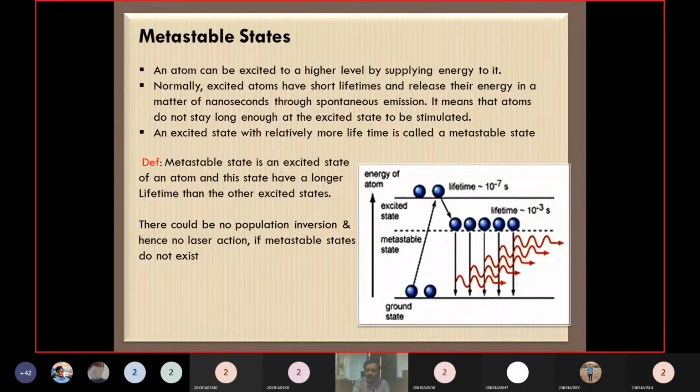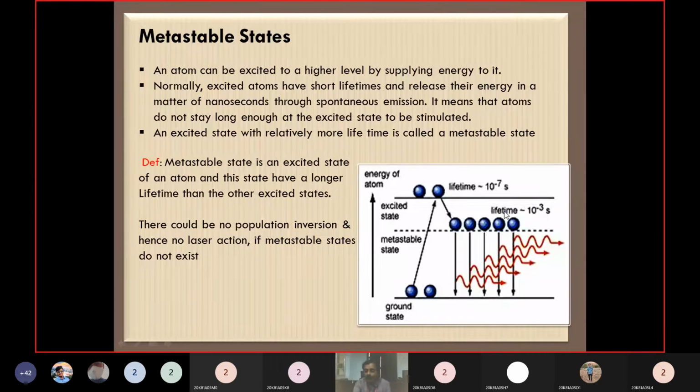Suppose 4 states are there here. Among the 4 states, this energy state's lifetime is more. At that time we will call it the metastable state. Just the definition: the excited state whose lifetime is greater than the remaining excited states is called the metastable state.